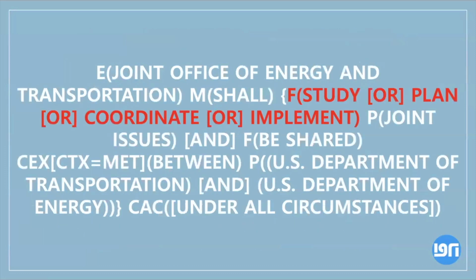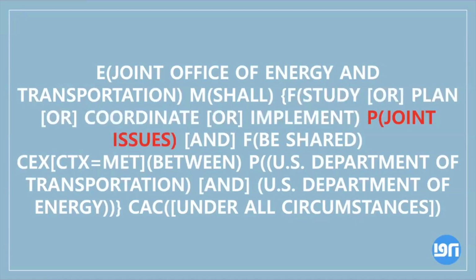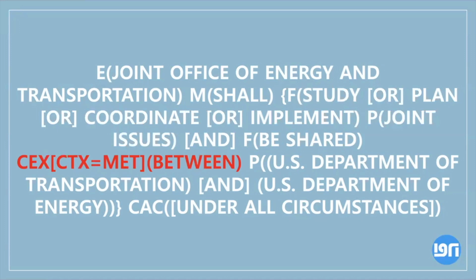Accordingly, whereas to study, plan, coordinate, and implement joint issues was previously a constituted entity property, study, plan, coordinate, and implement are now the constitutive function, with joint issues being a property. The rest of the coding remains the same, except for the inclusion of the context taxonomy, one of the features introduced as part of IG extended. In our example, between represents procedural context, so we include the annotation MET to indicate that the context is describing a method by which the sharing will occur.